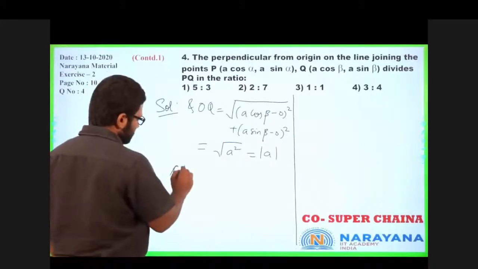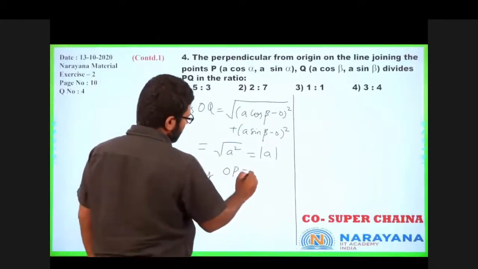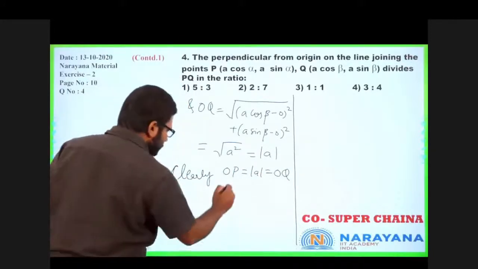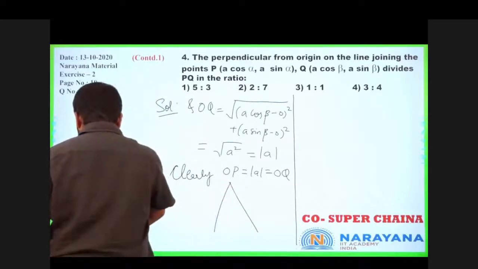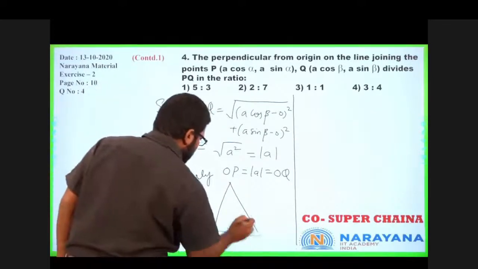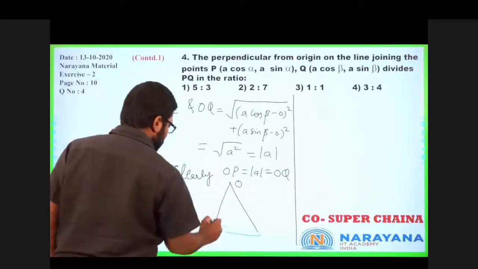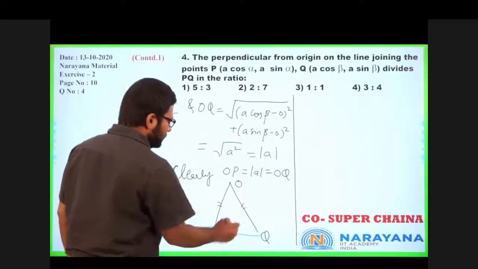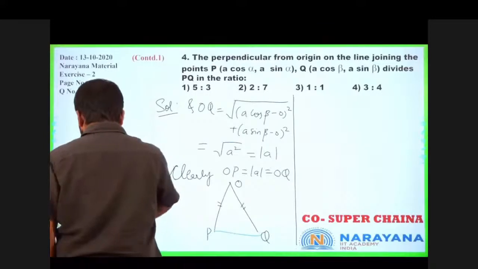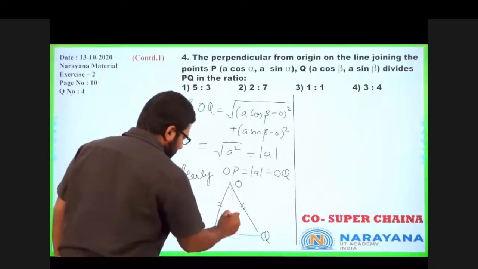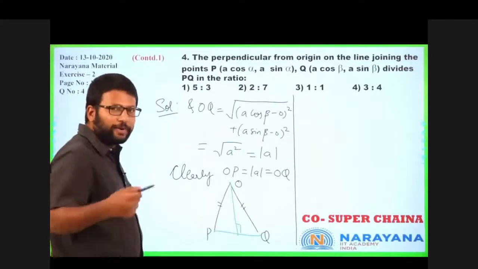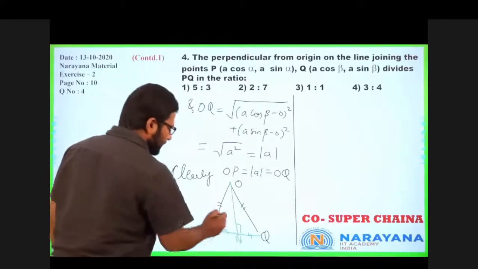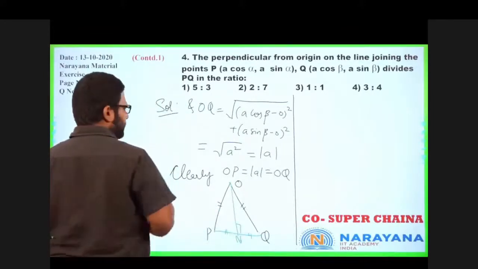Alright? So clearly OP is equal to mod A, which is also equal to OQ. Which means if you join these two, if this is O, this is P and Q, this is an isosceles triangle, right? These two sides are equal. Now what happens in an isosceles triangle? If I drop the perpendicular from O to the other side, by congruence, by symmetry, let us call this point N. By symmetry, PN equal to QN, right?